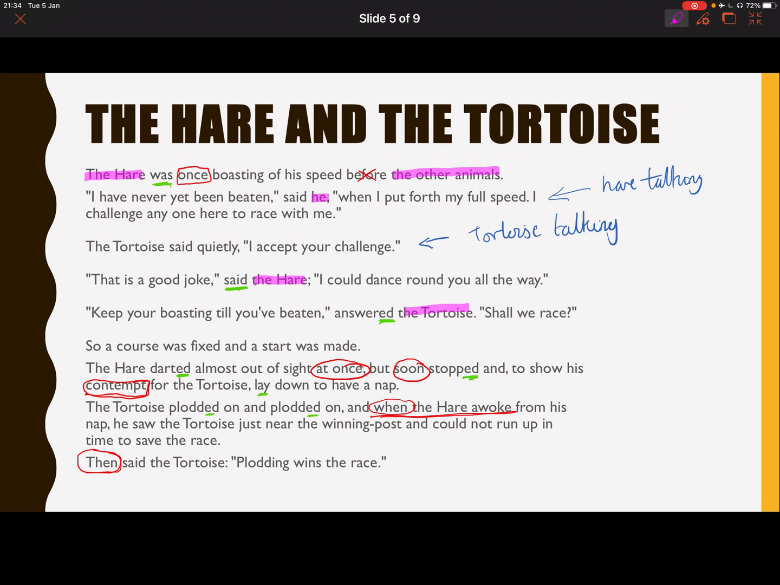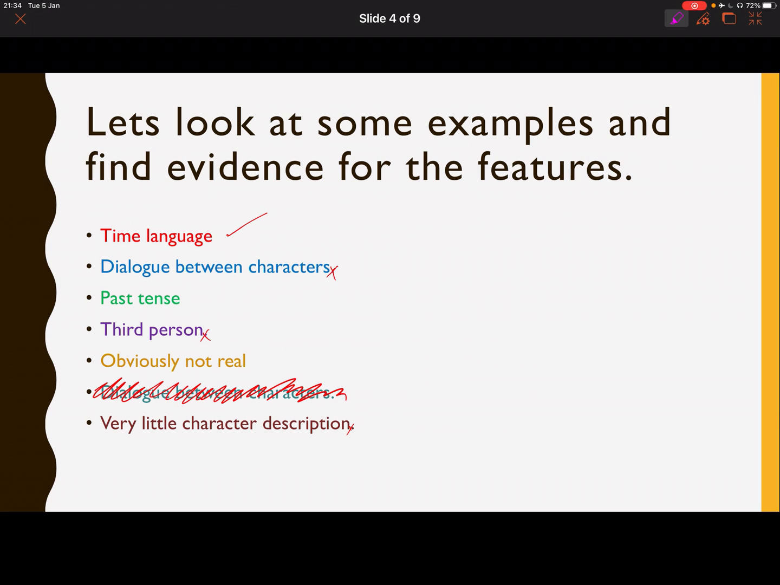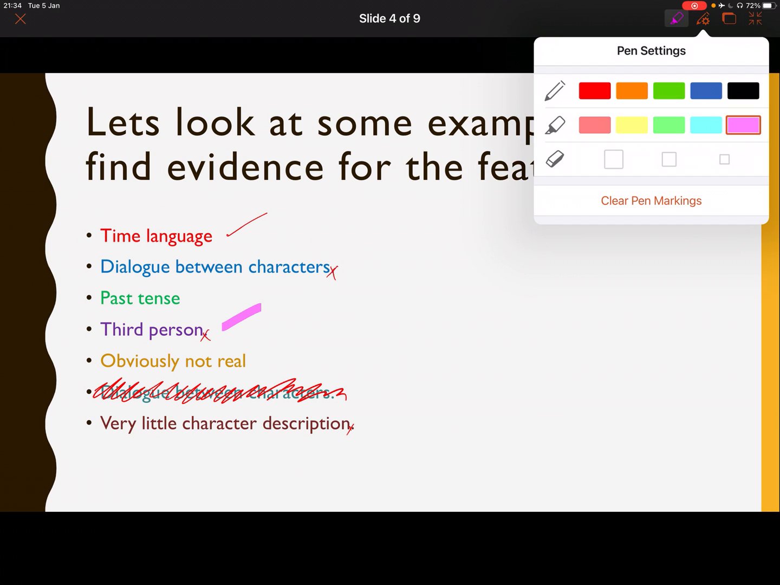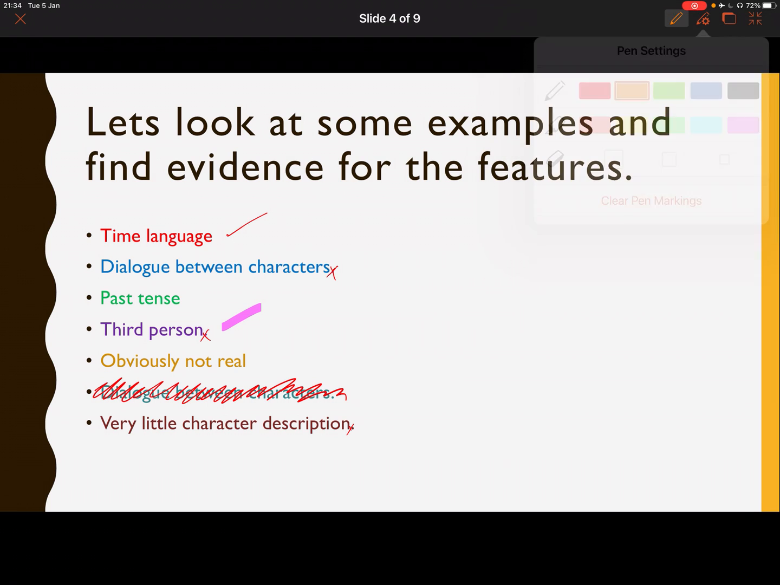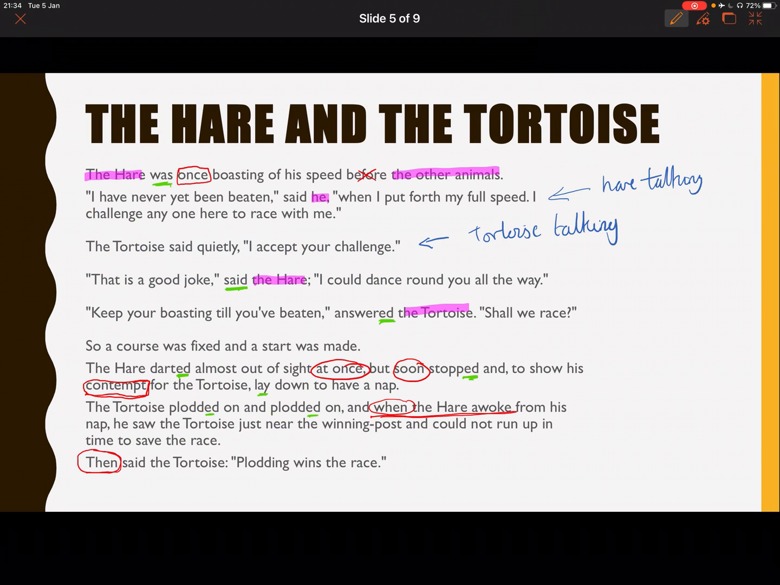I's and me's. That's first person. You's. That's second person. But there's none of the you's. Well, only in the speech. Doesn't count if it's in the speech. That's that one done. Evidence that this is obviously not real. It's got a talking tortoise in it.